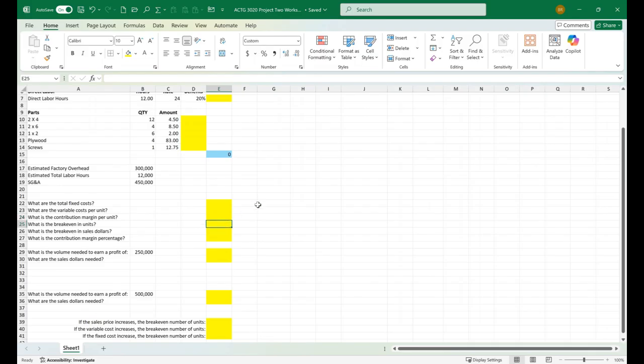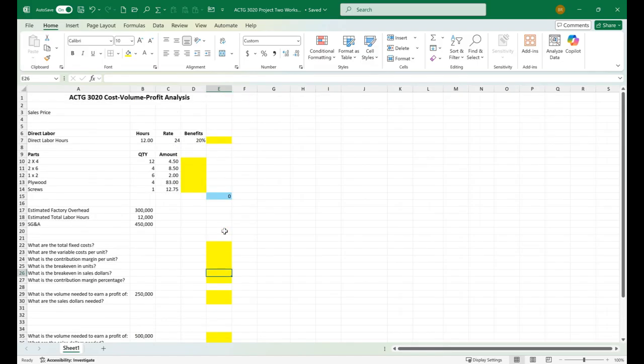Break even number of units, you can use the formula. So again, contribution margin is used to pay for the fixed costs. So you determine that value here. And then once you determine the break even units, that's just multiplied by the sales price. Sales price is $1,800.